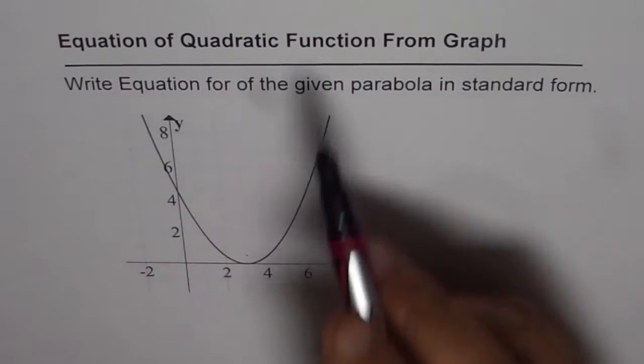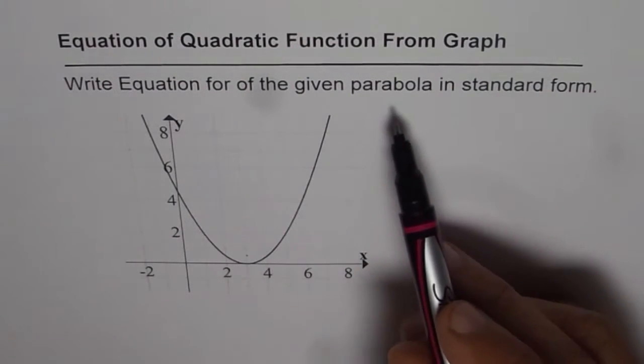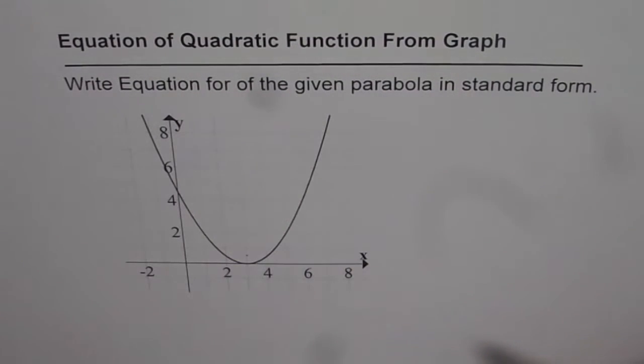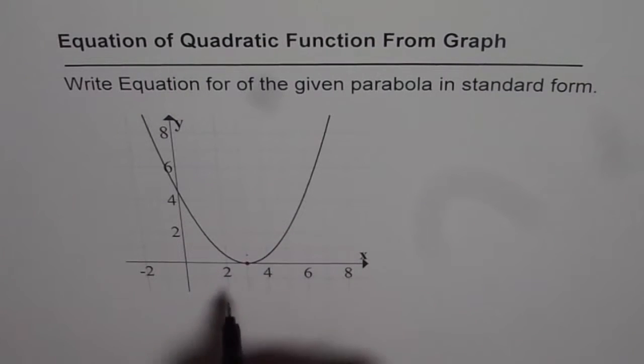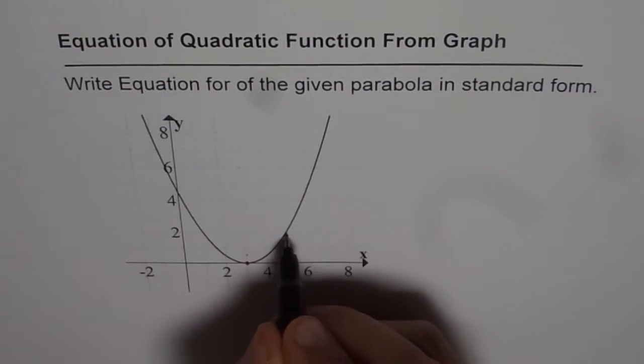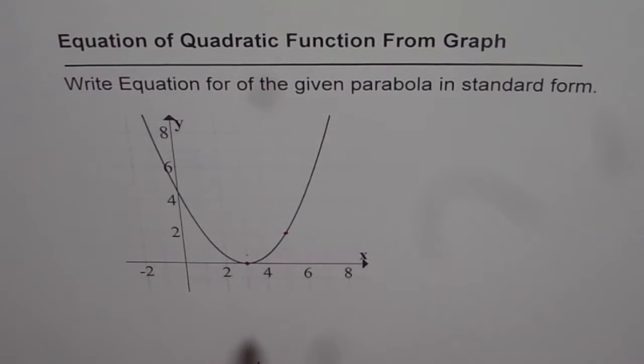A quadratic function, whenever you see it on a graph, will look like a parabola. Now here we have a parabola with the vertex on the x-axis. The point is (3, 0). To find the equation, we need a couple of other points on the graph. Normally, 3 points are good enough to write the equation for a parabola.